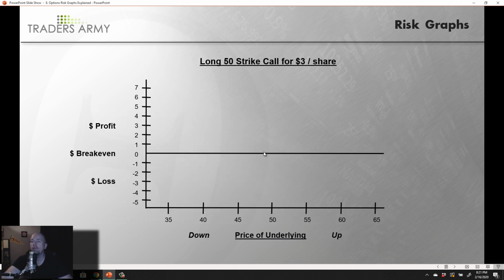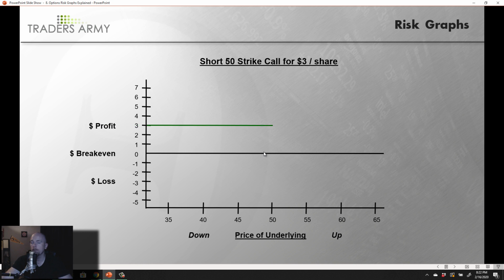So if I go long a $50 strike call for $3 a share, now remembering calls make money when the underlying goes up, in this case my maximum loss is $3. There's the horizontal line that we draw across our maximum loss. Our break even is going to be the strike plus the premium paid, so in this case it's 53. We just put a dot there and then a diagonal line from our horizontal line all the way up. And this is the risk graph of a long call. Now this shows me unlimited profit and limited risk.